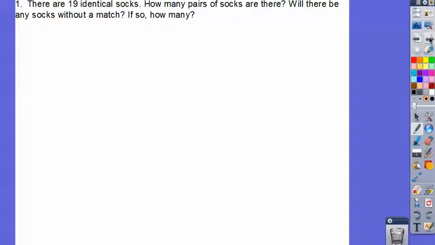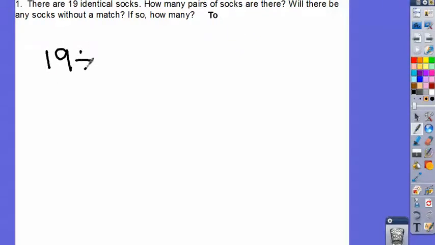Looking at this one, there are 19 identical socks. How many pairs of socks are there? Will there be any socks without a match? If so, how many? So once again we're looking at 19, and think about this. A pair of socks, how many is in a pair of socks? That's going to be 2. So even though it says pair, we're realizing that we have to divide by 2.